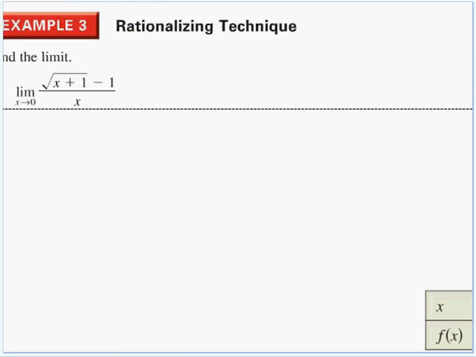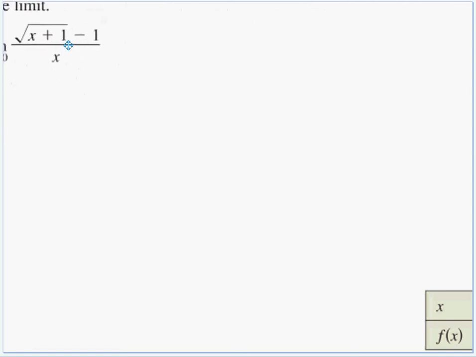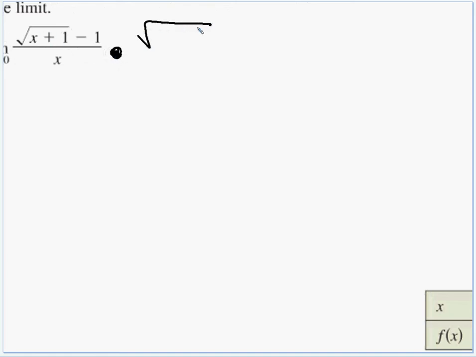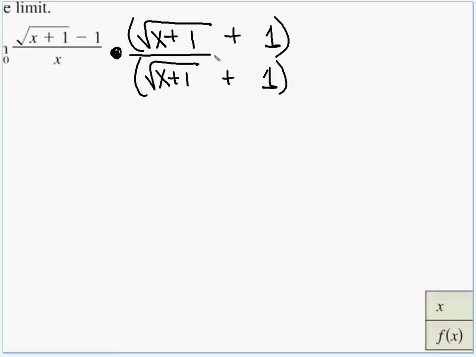Let me make this a little bigger. And we are going to multiply by the conjugate. The terms are going to be the same. We're going to have a root of x plus 1, and we're going to have a 1. But this minus will change to a plus in our conjugate. And if we multiply the numerator by that, we have to be fair and do the same thing to the denominator.